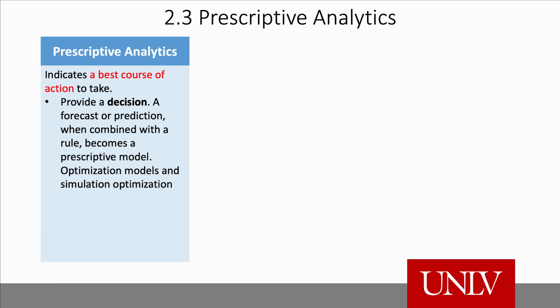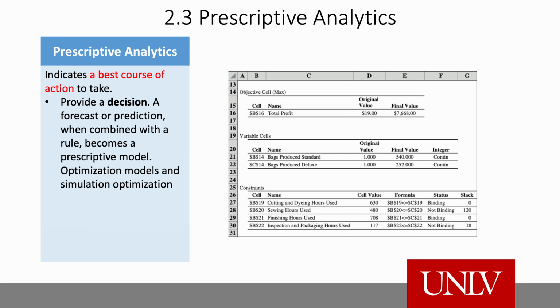Prescriptive analytics, on the other hand, differs from descriptive and predictive in that prescriptive analytics indicates a course of action to take. That is, the output of a prescriptive model is a decision. Predictive models provide a forecast or prediction, but do not provide a decision. However, a forecast or prediction, when combined with a rule, becomes a prescriptive model. For example, an optimization model finds the best way to allocate resources like budget or inventory to maximize profit or minimize cost.